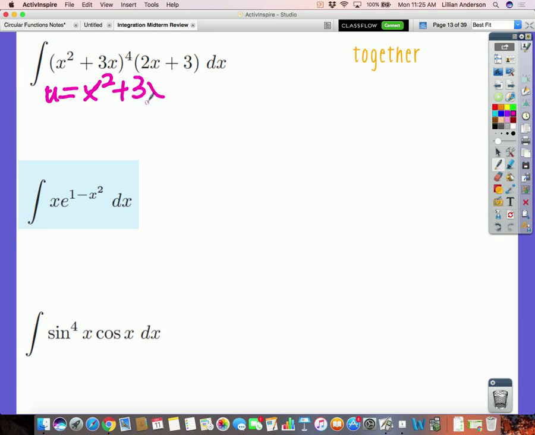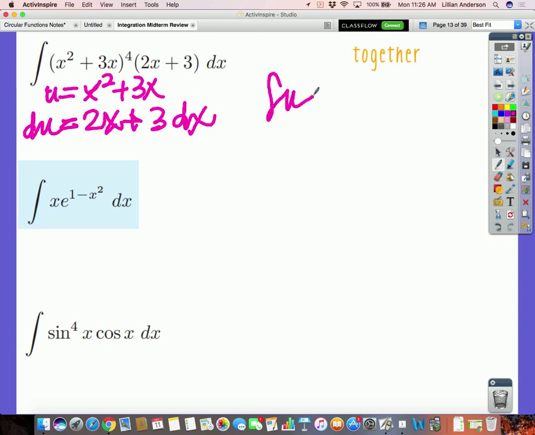Okay, if you want to add these to your notes, you can. If you just kind of want to follow along and watch, that's fine too. When you take the derivative, what do you get? 2x plus 3, the exact same thing that's sitting in your original problem, the dx part. So when we go to plug it in, it's going to be the integral of u to the 5th.